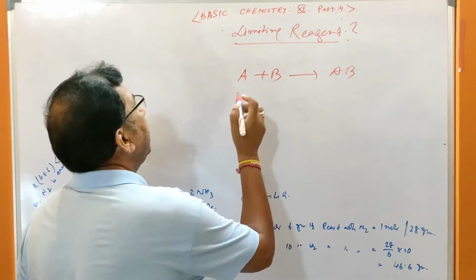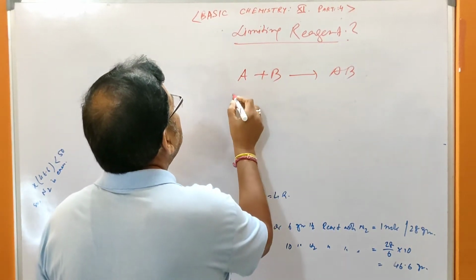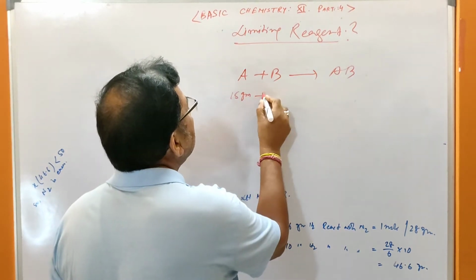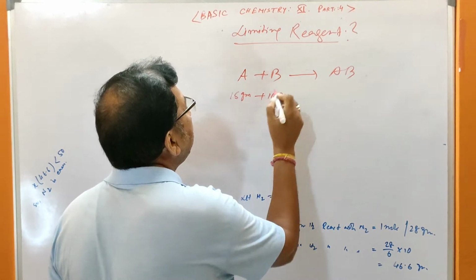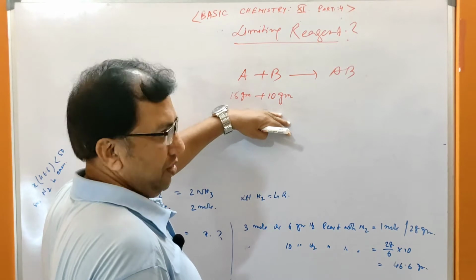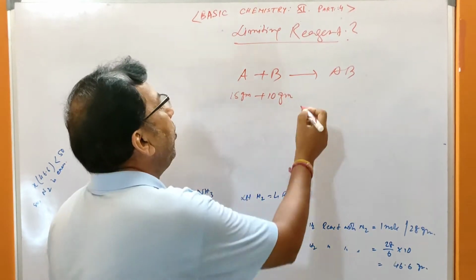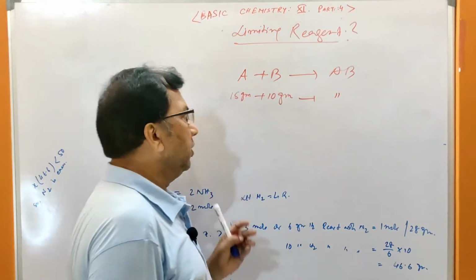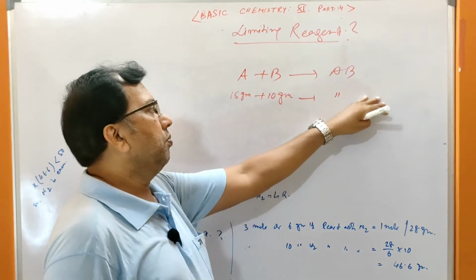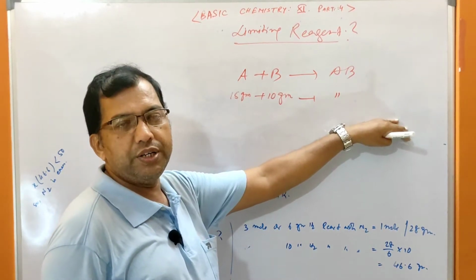Say, for example, if you have taken 15 gram of A and 10 gram of B, that is the original required quantity. 15 gram of A reacts with 10 gram of B to form AB. So these are the reactants, and this is the product obtained. This is the required quantity.